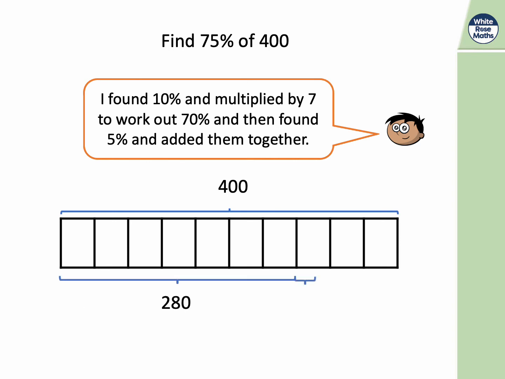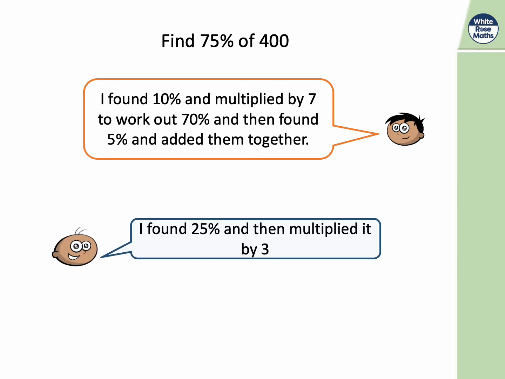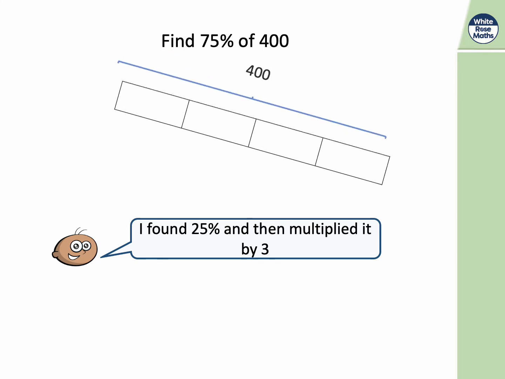Each bar is equal to 40, 40, 40, 40, 40, 40, 40, 40. Added together, I get 280 plus the 20 because it's 5%, which is 300.